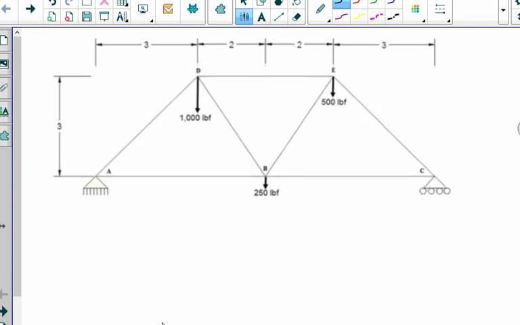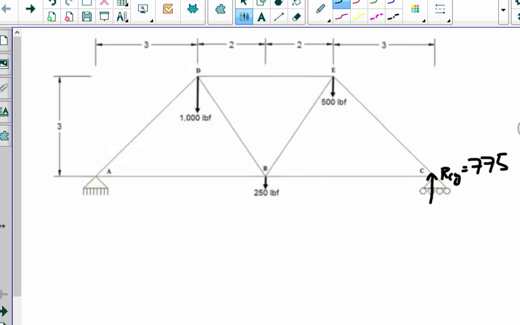Alrighty, here we go. So, the last time we went over it, we did moments, and we calculated the reactionary forces. So we figured out that first we did moments and figured out that RCY was 775. Yes? Yeah. That was the first thing we did, moments.